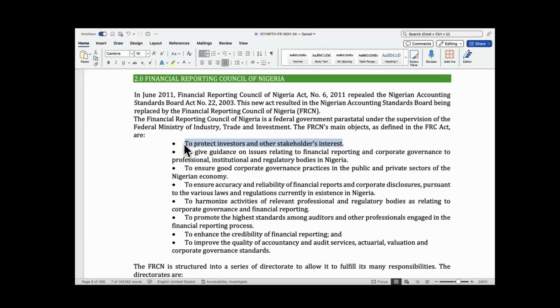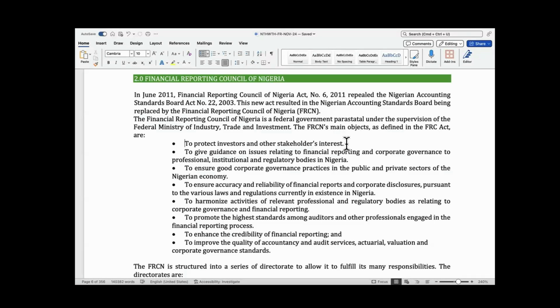So number one, if they ask you in the exam, you must always remember that they are out there to protect investors and other stakeholders' interests. That's their most important objective, to protect investors, so that companies will not just be presenting reports anyhow. No. FRCN will not allow that. And they do it so well.